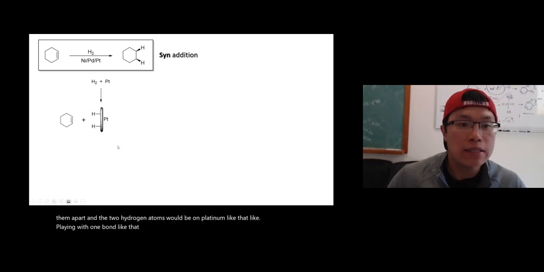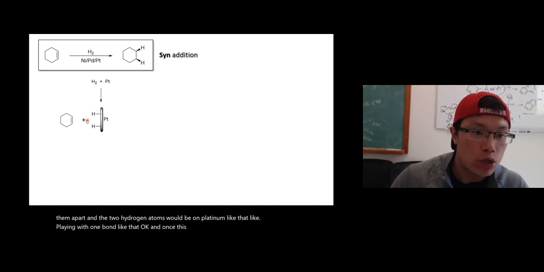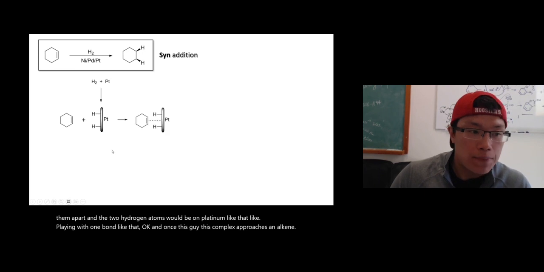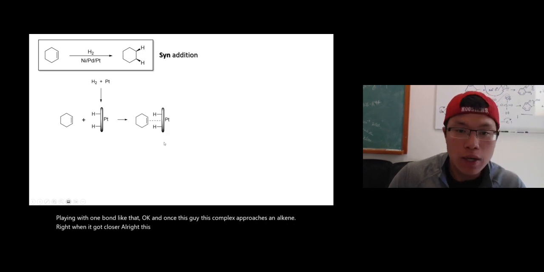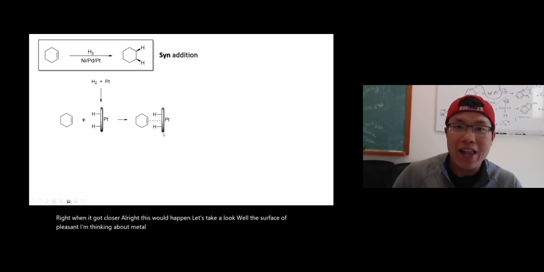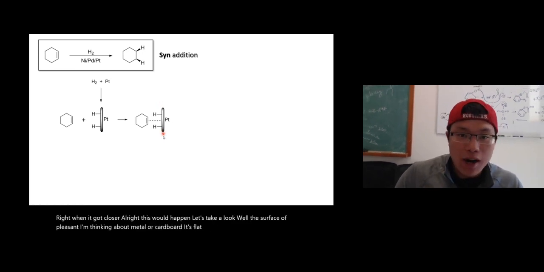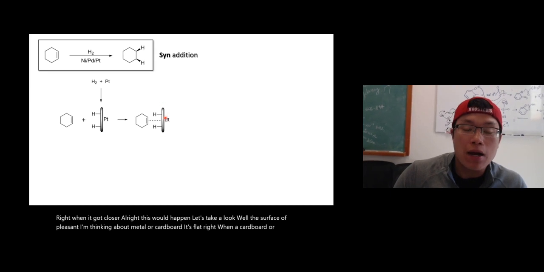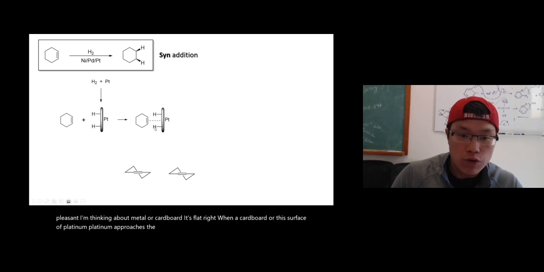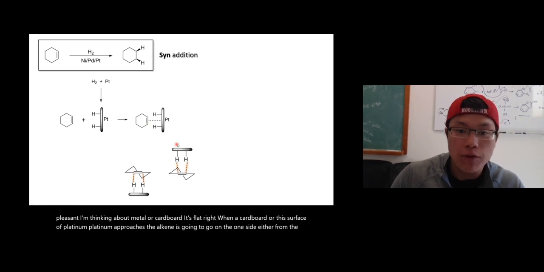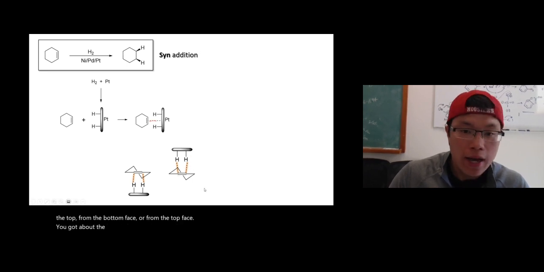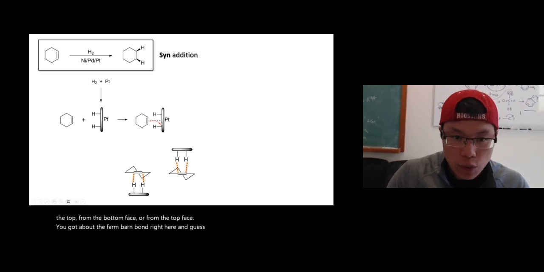And once this complex approaches an alkene, when it gets closer, this would happen. Let's take a look. The surface of platinum, think about metal or a cardboard, it's flat, right? When this surface of platinum approaches the alkene, it's going to go on one side, either from the bottom face or from the top face, about to form a bond right here. So it goes like this. These are the mechanism.